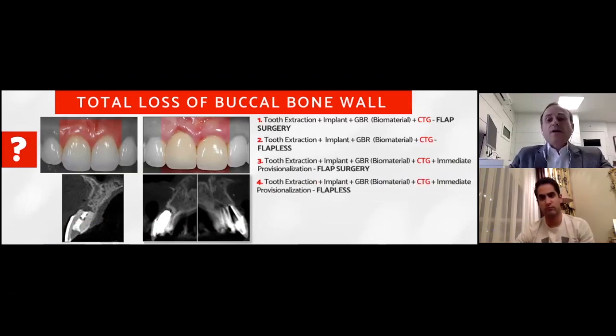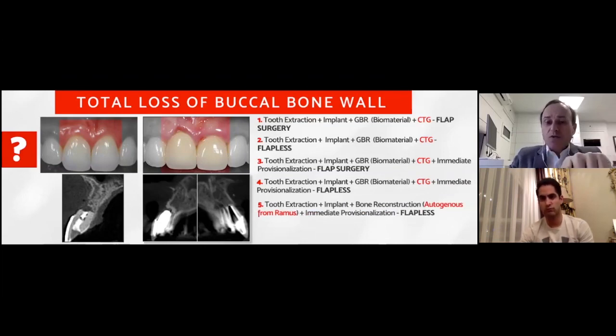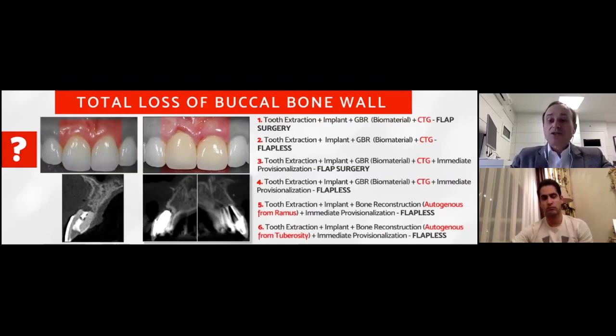Number 4, tooth extraction plus implant plus GBR plus CT graft plus immediate provisionalization in the opposite way, in a blind surgery using a flapless surgery. Number 5, tooth extraction plus implant plus bone reconstruction, take a look, autogenous bone from the ramus plus immediate provisionalization using flapless surgery. And number 6, tooth extraction plus implant plus bone reconstruction using autogenous bone from the tuberosity plus immediate provisionalization using flapless surgery.